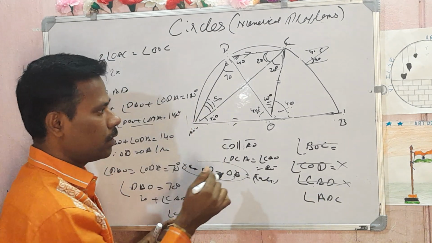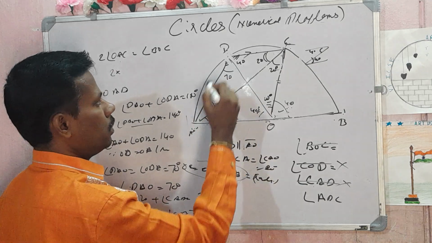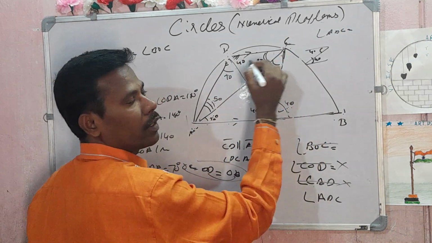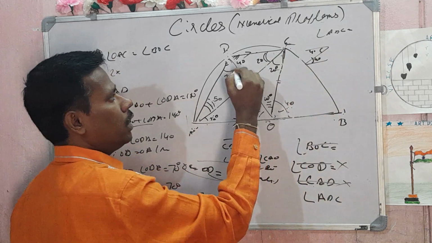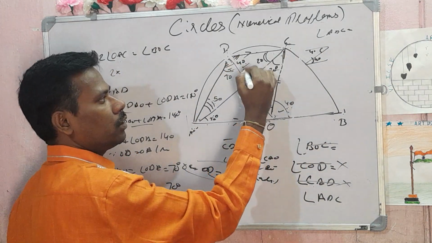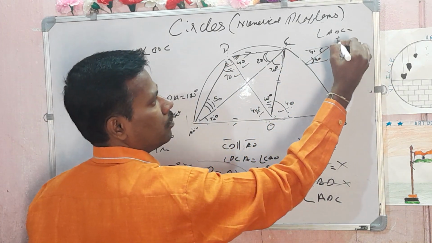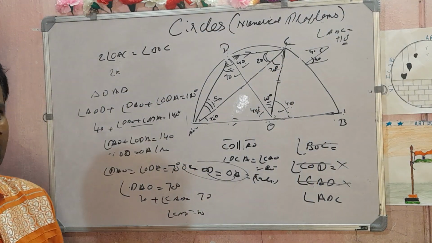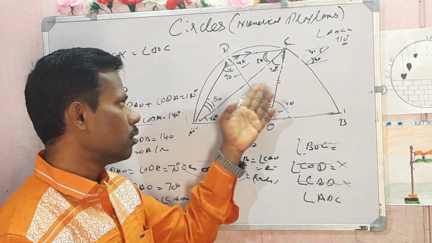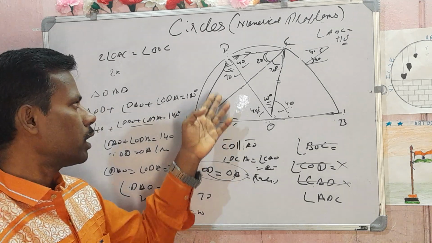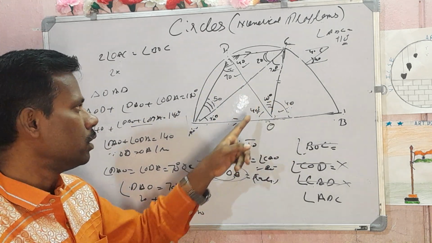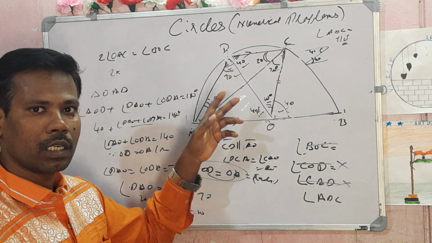Next, angle ADC. ADC is where? ADC, how will you get? ADC is this angle plus this angle. So 70 plus 40 is 110. So that's how this problem ends. Very, very interesting, and it's a little bit complicated. Not complicated, you have to consider the sum of the angles of a triangle every time while doing this problem. You have to consider radii of the circle. They are equal.